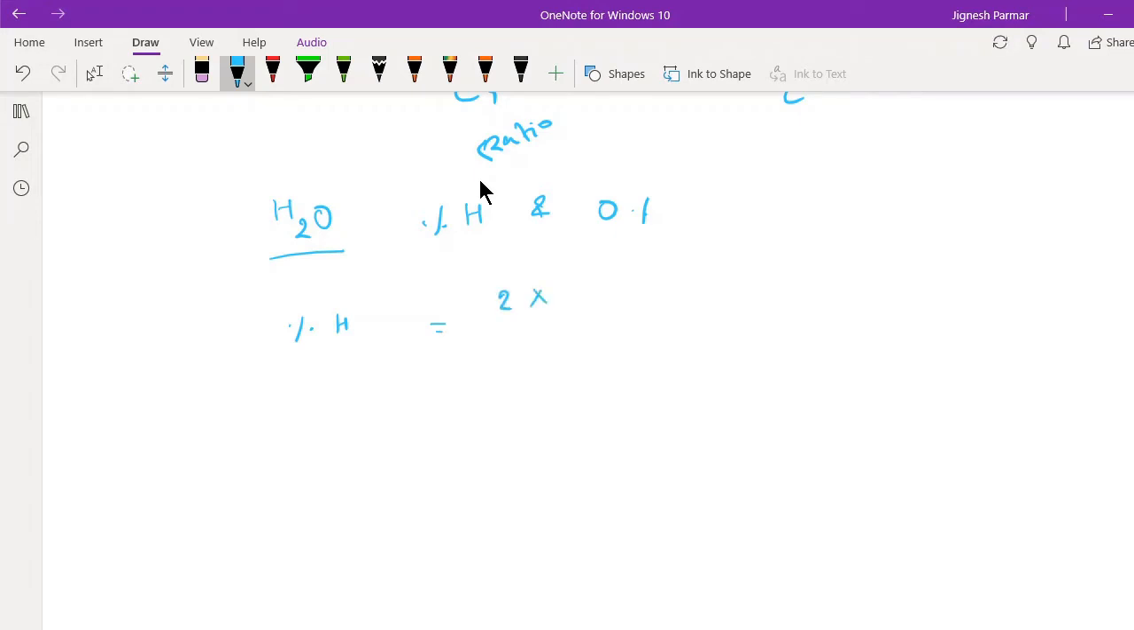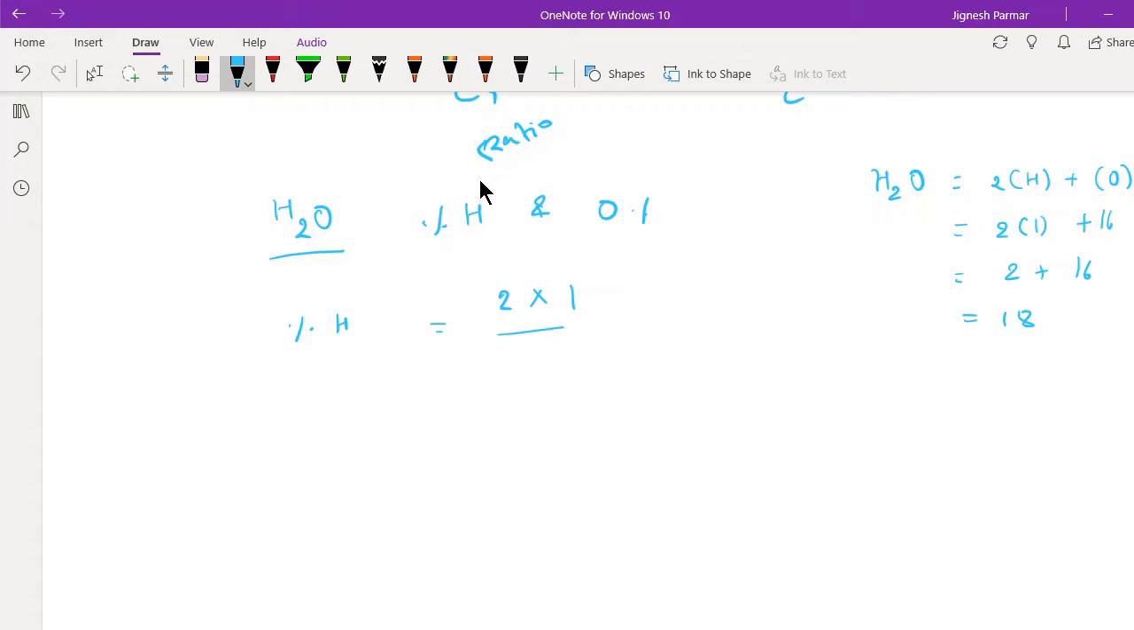So what is the atomic mass of hydrogen? We are taking it as 1. I am not taking it as 1.008, I am just taking it as 1. Then I need to find the molecular mass, a concept that we have studied. So what is the molecular mass of water? We already studied that hydrogen is 1, oxygen is 16. So 2 plus 16 is equal to 18.